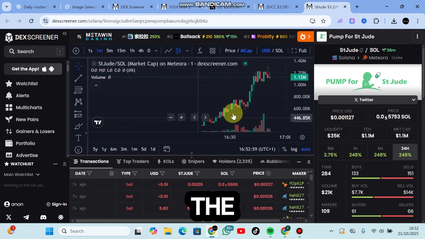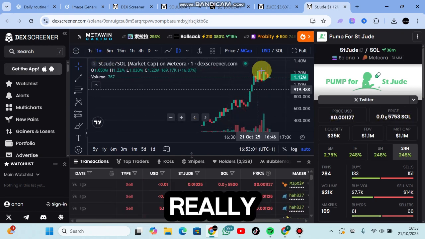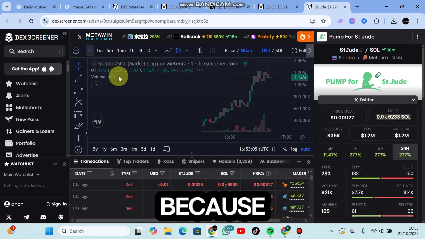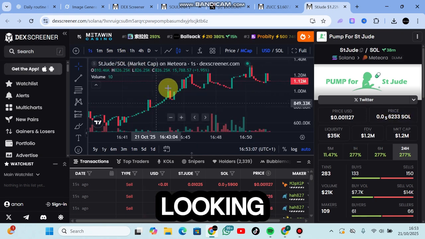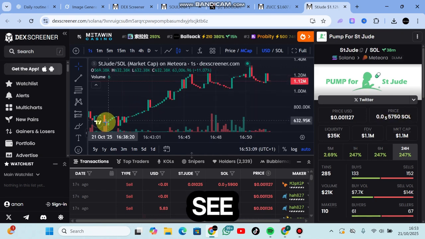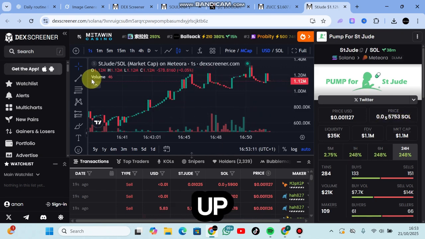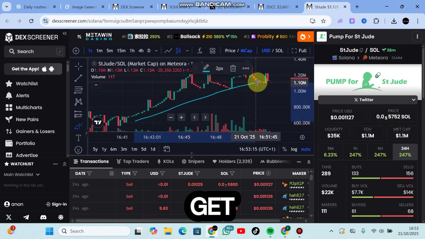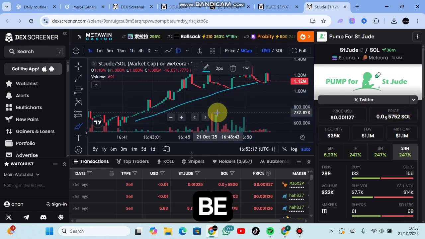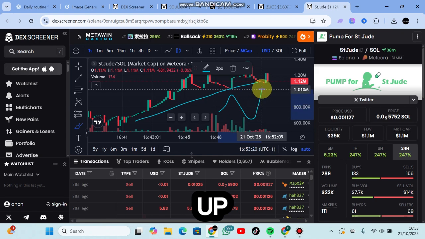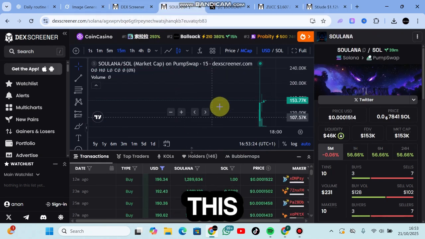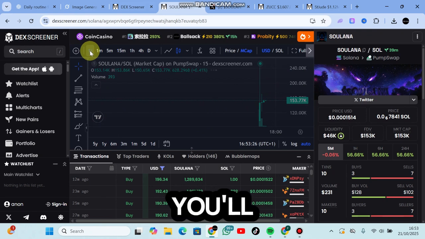So the chart, I don't know, the chart is not looking really nice, but the chart is looking okay. But I won't buy this particular one because the chart is not looking right. You can see the way the chart is going up. The chart is just going up. So a good chart will go up, down, up, down, up, down, not up like this. If I click on this particular one, I put it on 1 second, you see what I'm talking about.